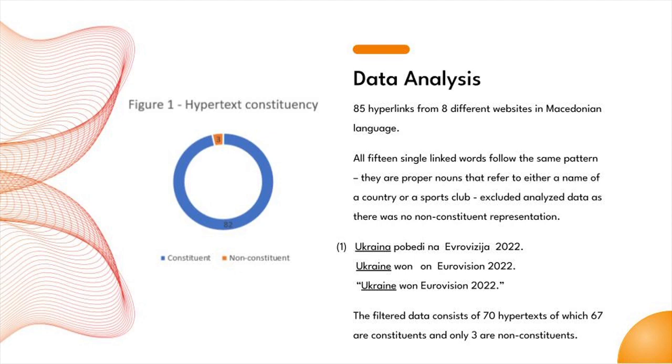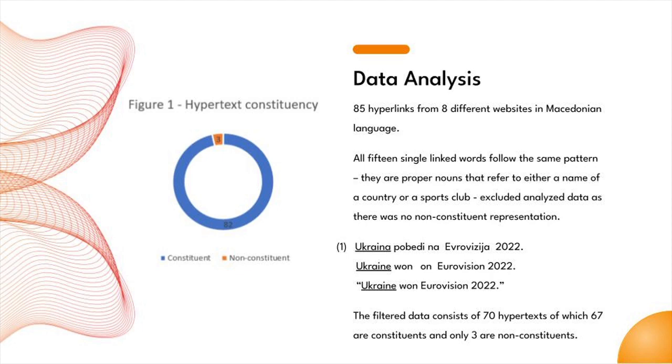Data analysis. Provided that a database for the hyperlinks in Macedonian does not exist, I manually collected 85 pieces of hypertext from 8 different websites. Surprisingly, not many websites in Macedonian incorporate hypertext in their articles. Even comments posted on forums did not include hypertext, which made the process very lengthy.